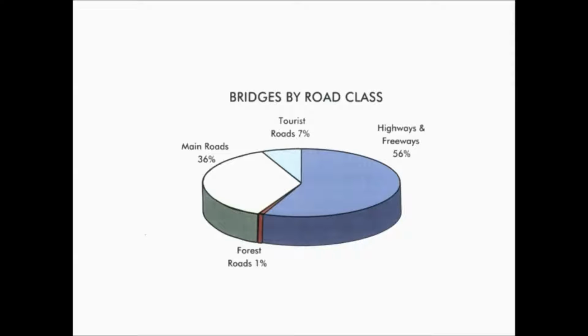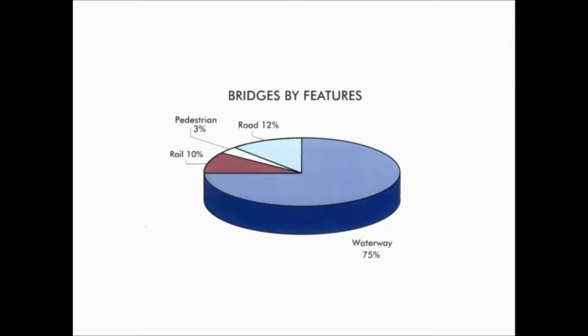Bridges by class, see the breakup on highways is 56%, main roads at 30%, tourist roads at 7%, and all the others formulate 1%. Bridges by features, see the breakup as waterways at 75%, railways at 10%, pedestrian crossings at 3%.